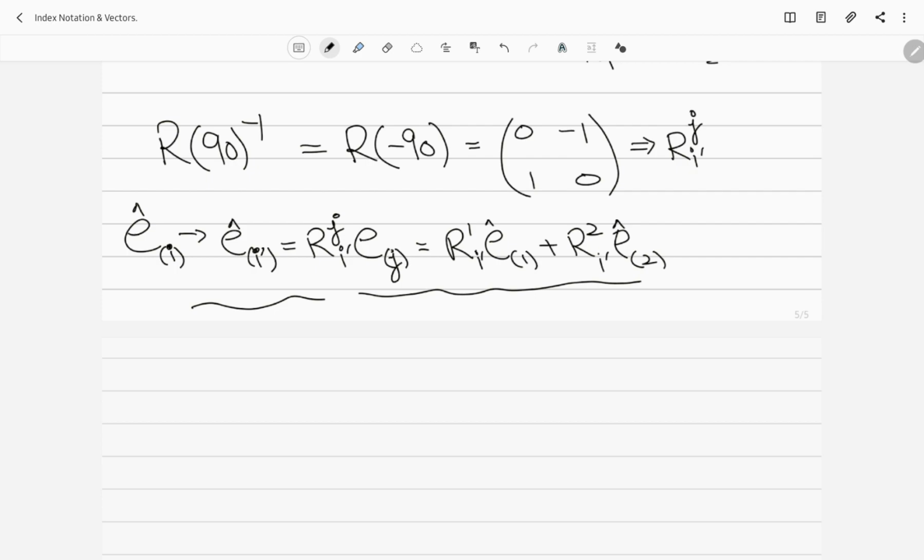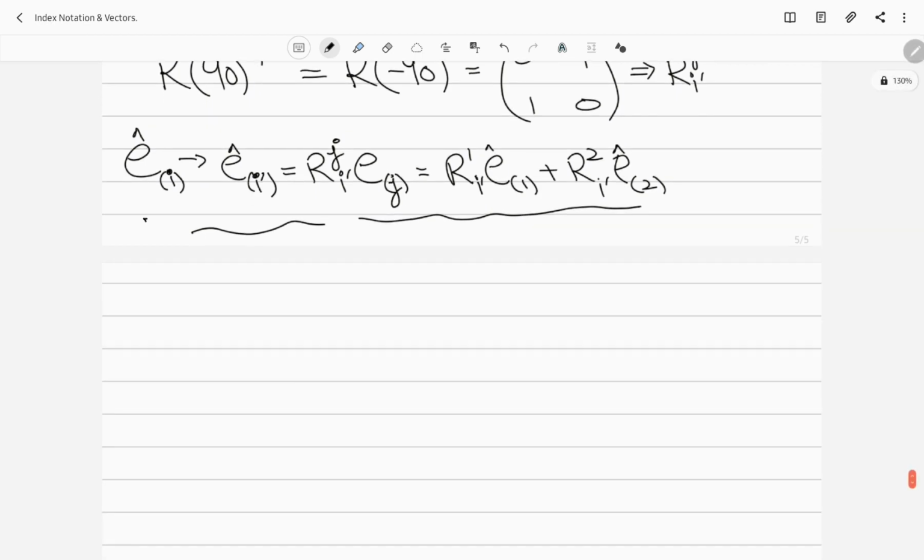Now from this, let's write down the expressions for E1 and E2. I hope you forgive me for this confusion. This was EI. So I was writing down the general expression for the transformation of the basis vectors. Now from this general expression, I can write down E1 and E2. So let's write that down.